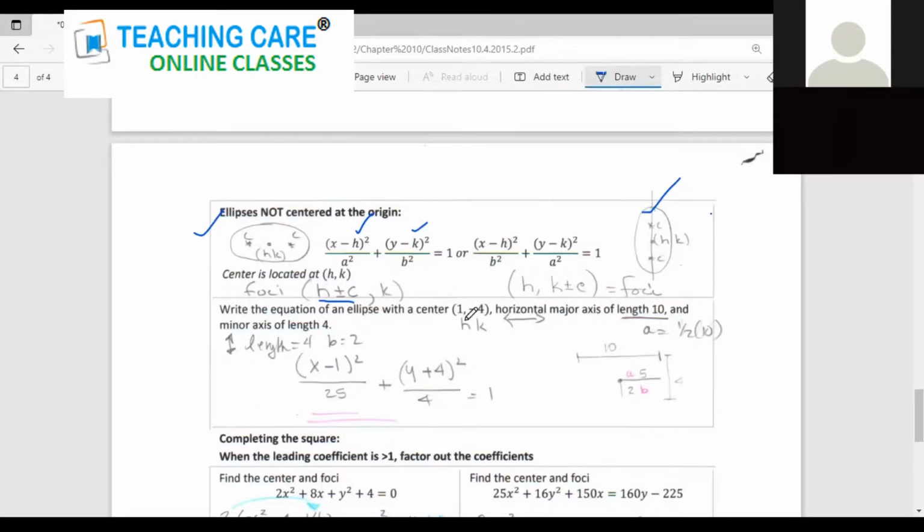For example, they have given the center as 1 comma negative 4. Horizontal major axis of length 10. So divided by 2, you will get your value of a, which is 5. The minor axis, that is the b value, will be 2 because again you are dividing it by 2. So the equation is x minus 1 the whole square divided by 25 plus y plus 4 the whole square divided by 4 equals 1. That is okay.